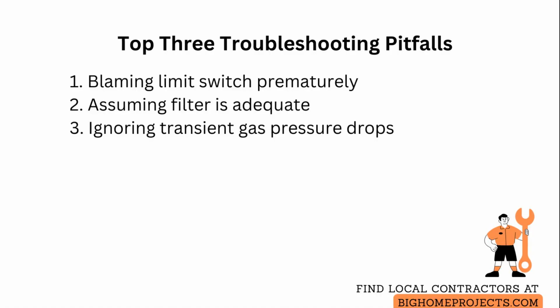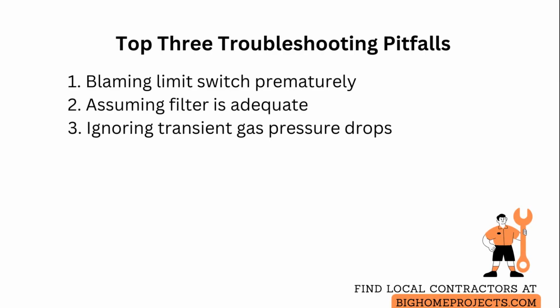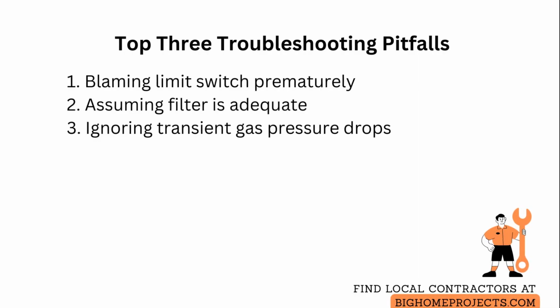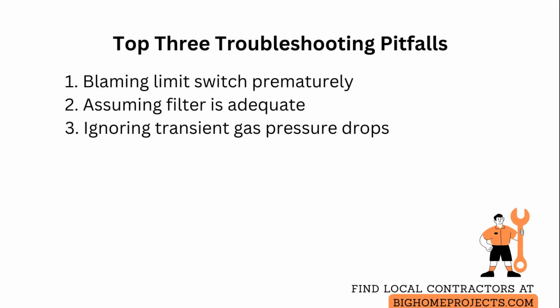The three most common mistakes technicians make are blaming the limit switch without checking both systems, assuming a clean filter always equals adequate airflow, and ignoring transient gas pressure dips during ignition. If you jump to replacing the switch, you may miss underlying causes, so always measure temperatures and pressures first and save the switch replacement as a last step.